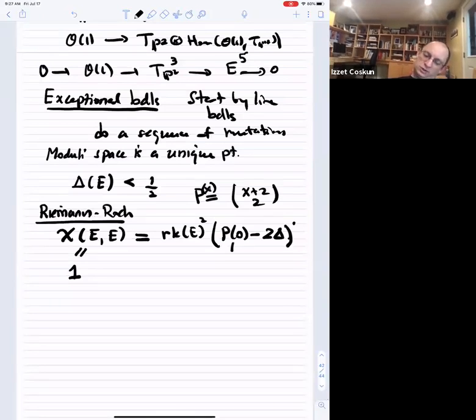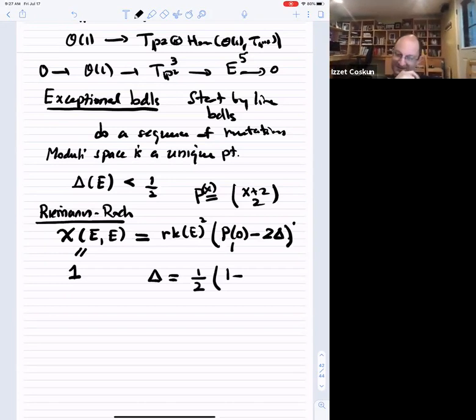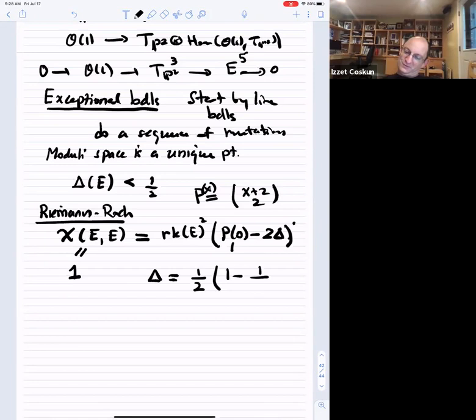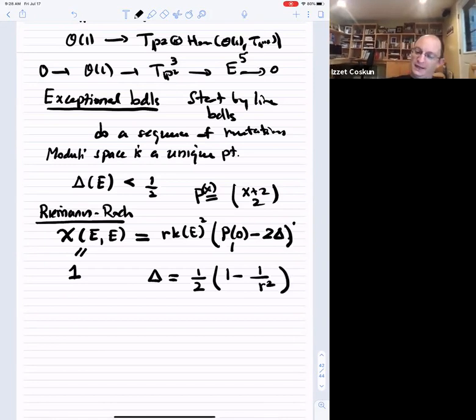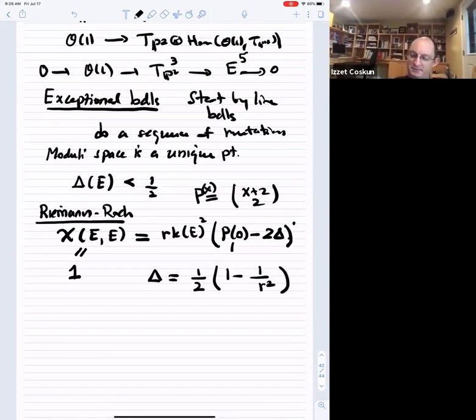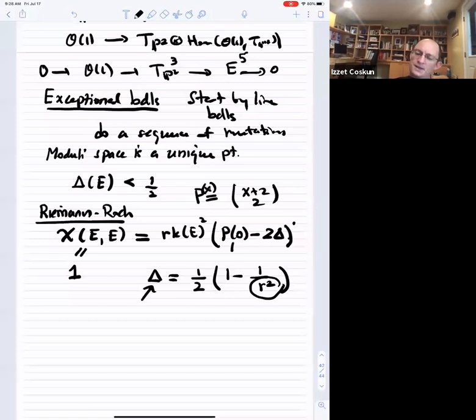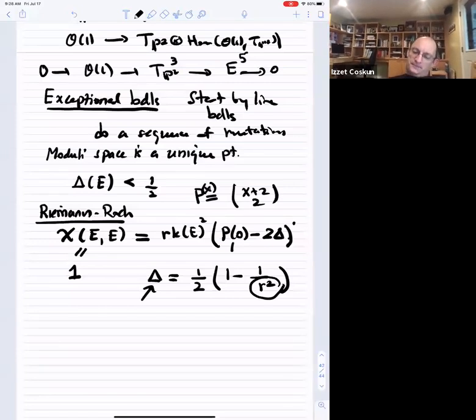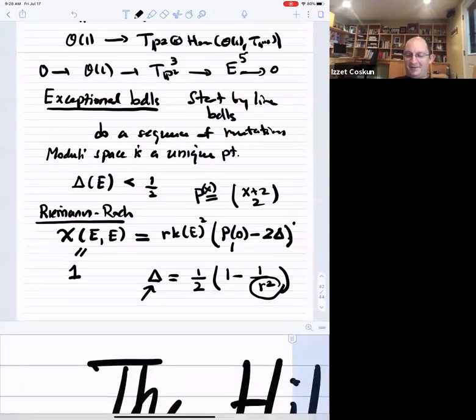This is 1, right? So I get that the discriminant has to be a half times 1 minus 1 over r squared or something. Let's see. 1 minus 1 over r squared. Okay, so in fact, the discriminant of an exceptional bundle is just determined by the rank. Okay, and you see that it's always less than a half.